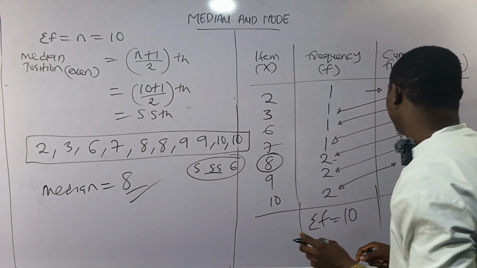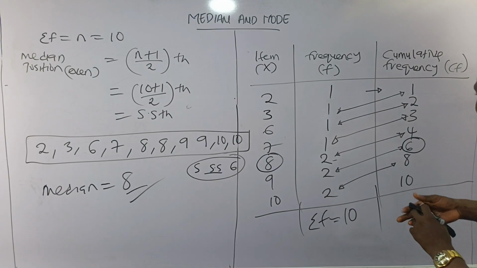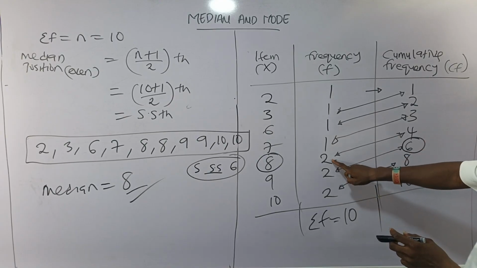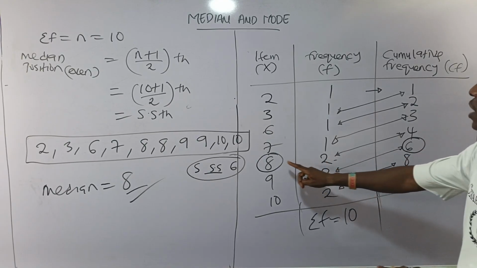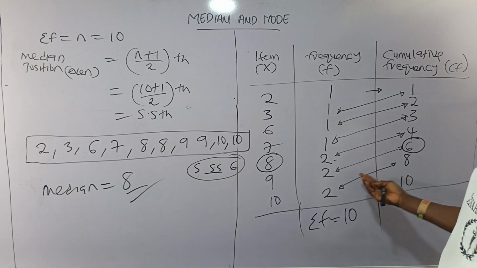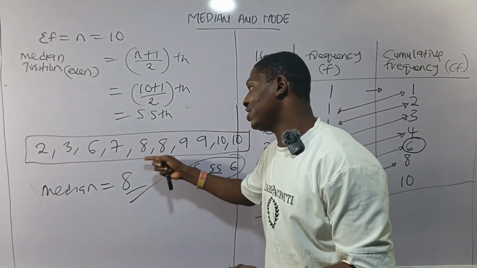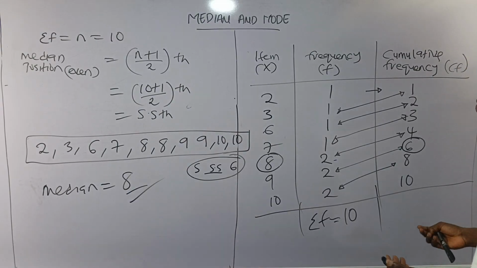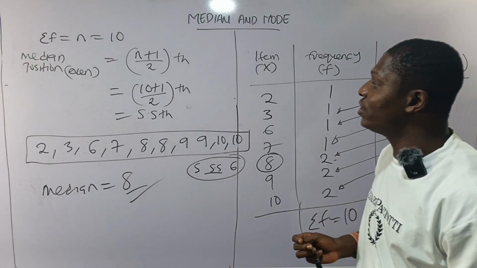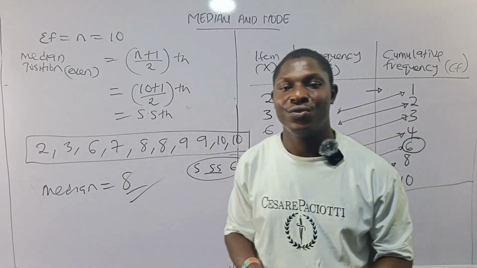And this is our answer. 8, because these two here simply show that it has more than one 8. And if you check, the 5th position is 8 and the 6th position is 8. So even when you take the average, it will still give you 8. So this is the solution using our cumulative frequency method. Thank you.